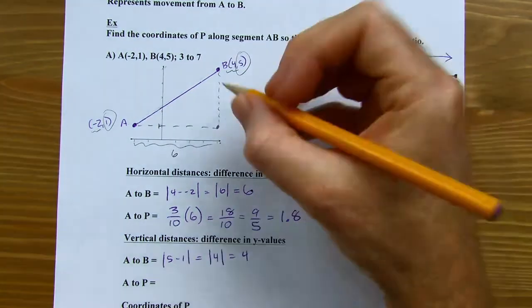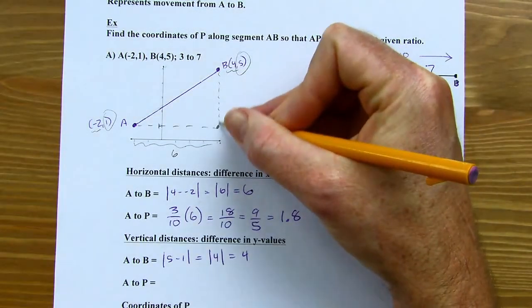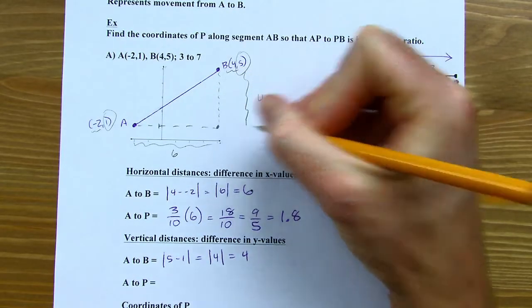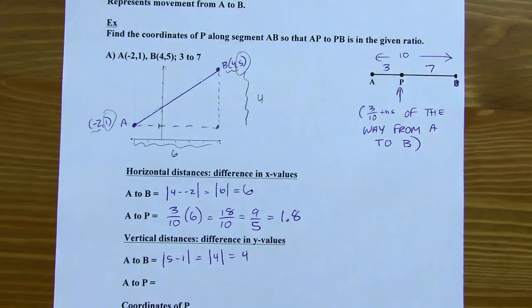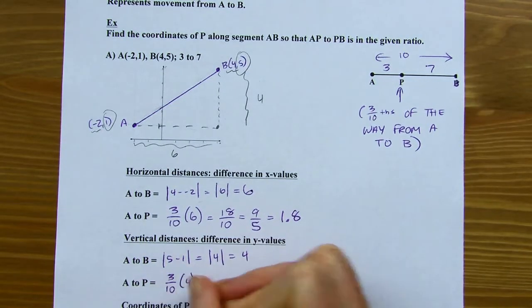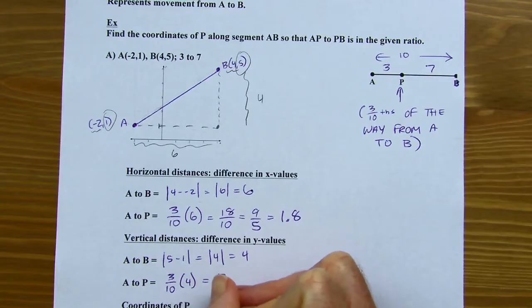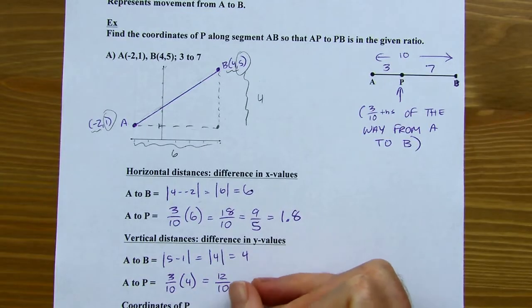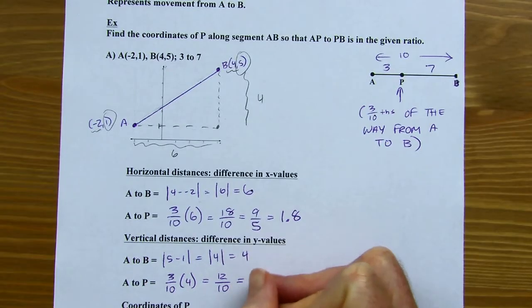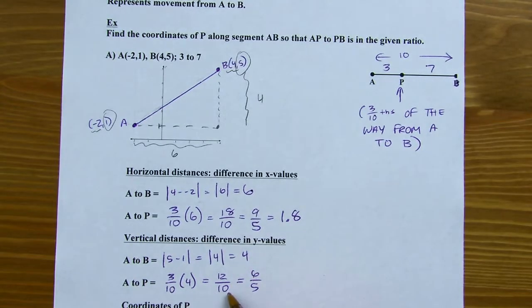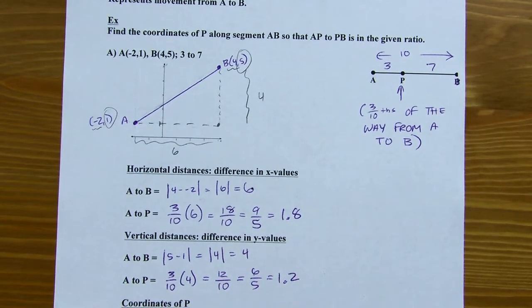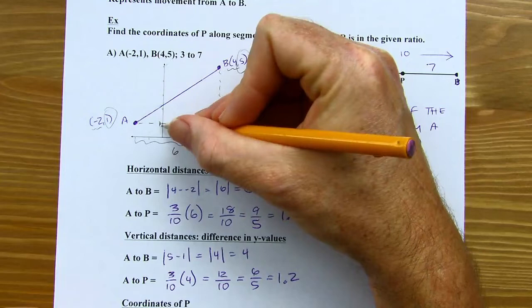And then this is going to be 3/10 of 4, right? I know that's 4 units, and I need 3/10 of 4, so let's find that. 3/10 of 4 is going to be 12/10. Okay, and yeah, I could reduce that. It would be 6/5 reduced, but as a decimal, it's going to come out to exactly 1.2. Okay. So I'm going to go 1.2 up from here.